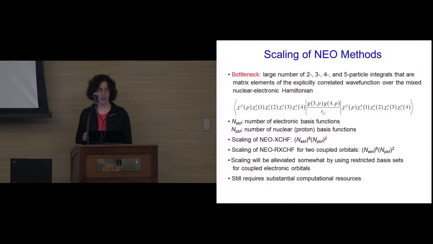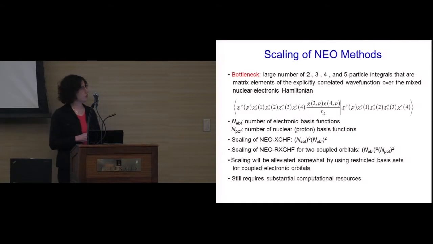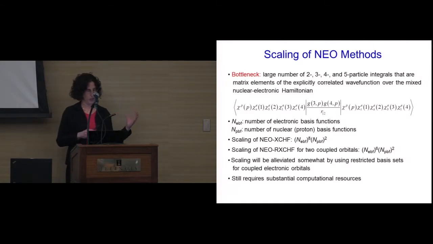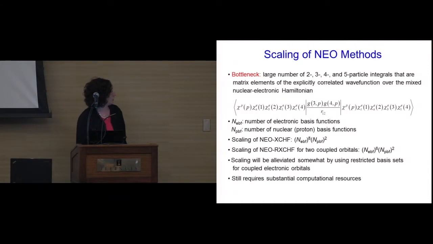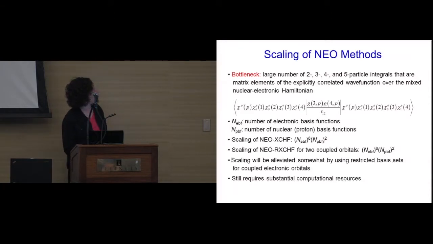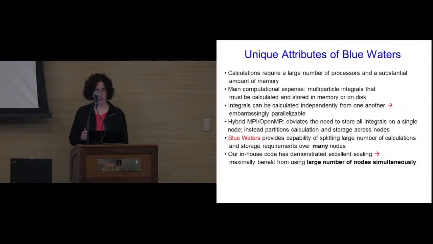So the bottleneck of all of this is that we have a large number of 2, 3, 4, and 5 particle integrals. And these are just matrix elements of the Hamiltonian over that explicitly correlated wave function. And the scaling is really not so good. So for XCHF, it goes as N to the 8th, where N is the number of electronic basis functions. If we use our new one with the R for reduced XCHF, we get down to N to the 6th, but it's still really not all that good. And the scaling can be alleviated a little bit. We've got ways to do that using restricted basis sets and other tricks, but it's still very computationally expensive.